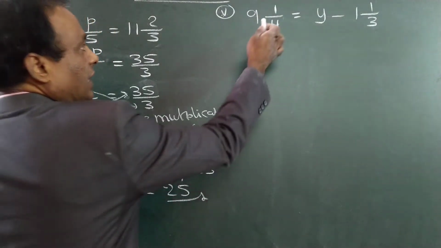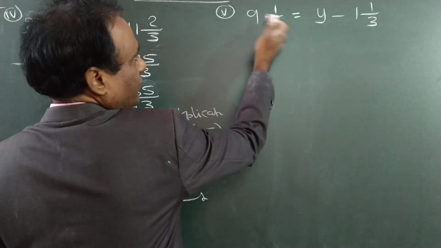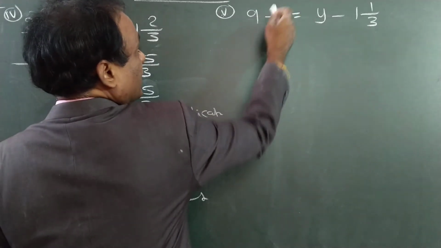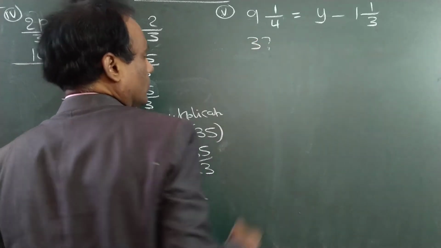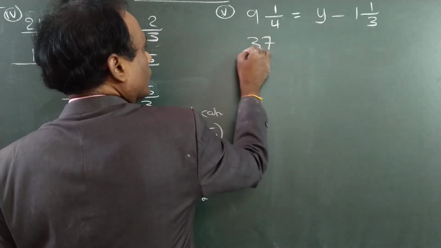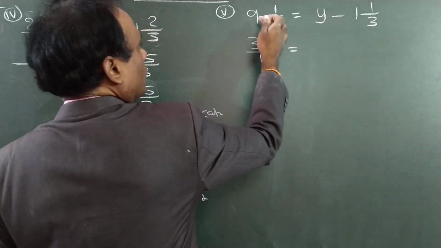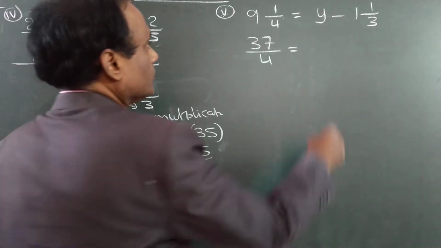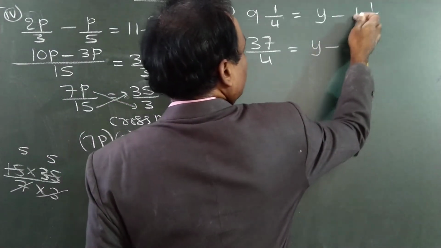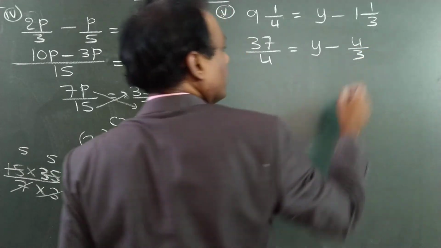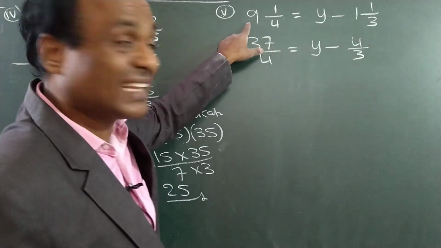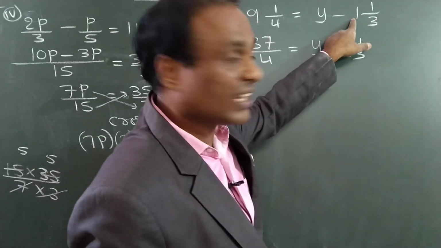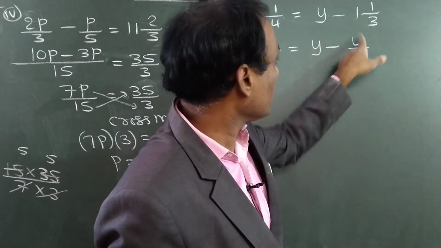See, all of you, a mixed fraction is given, so change it into an improper fraction. 4 into 9, 36, plus 1, 37 by 4. 3 into 1, 3, plus 1, 4 by 3. Improper fraction: 4 into 9, 36 plus 1, 37 by 4. 3 into 1, 3, plus 1, 4 by 3.